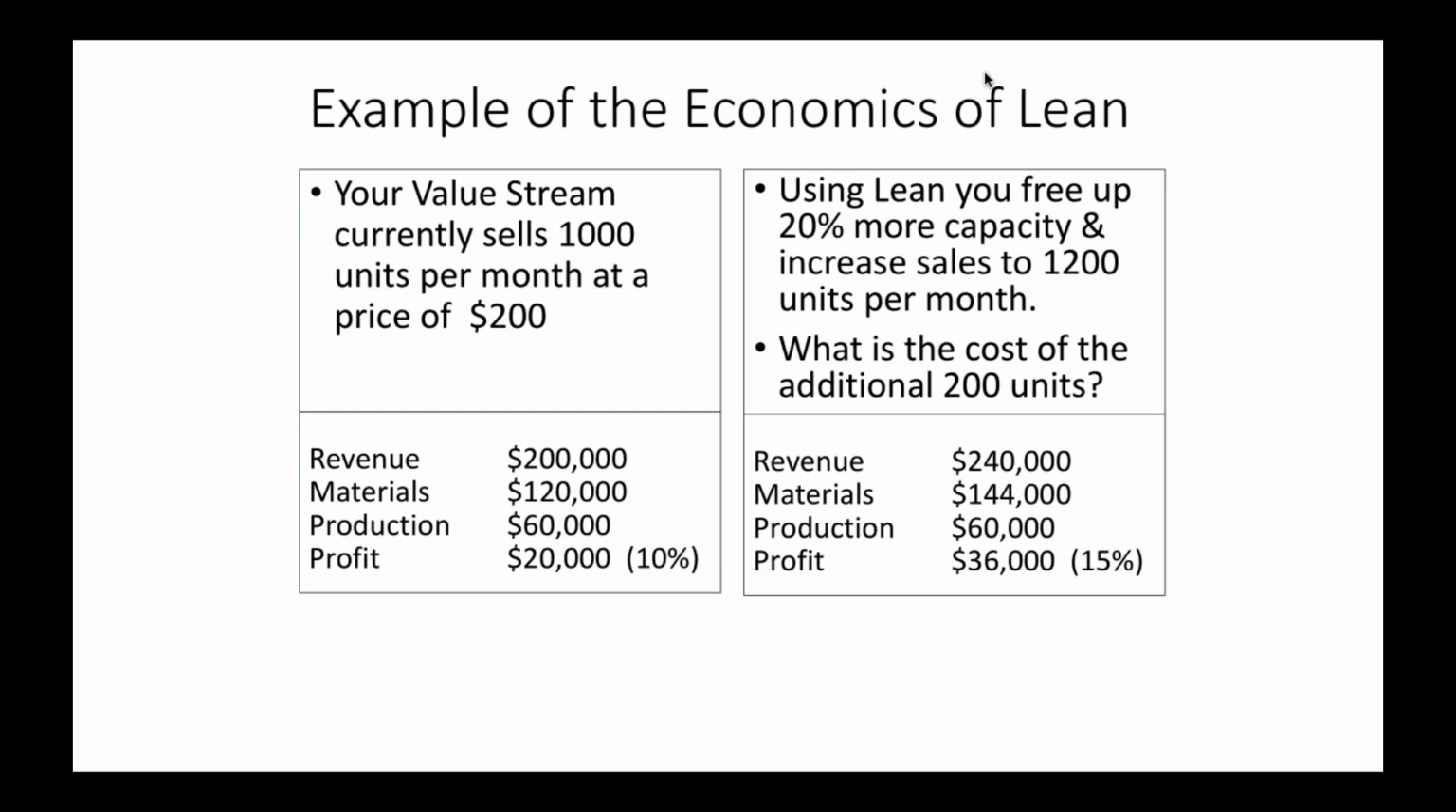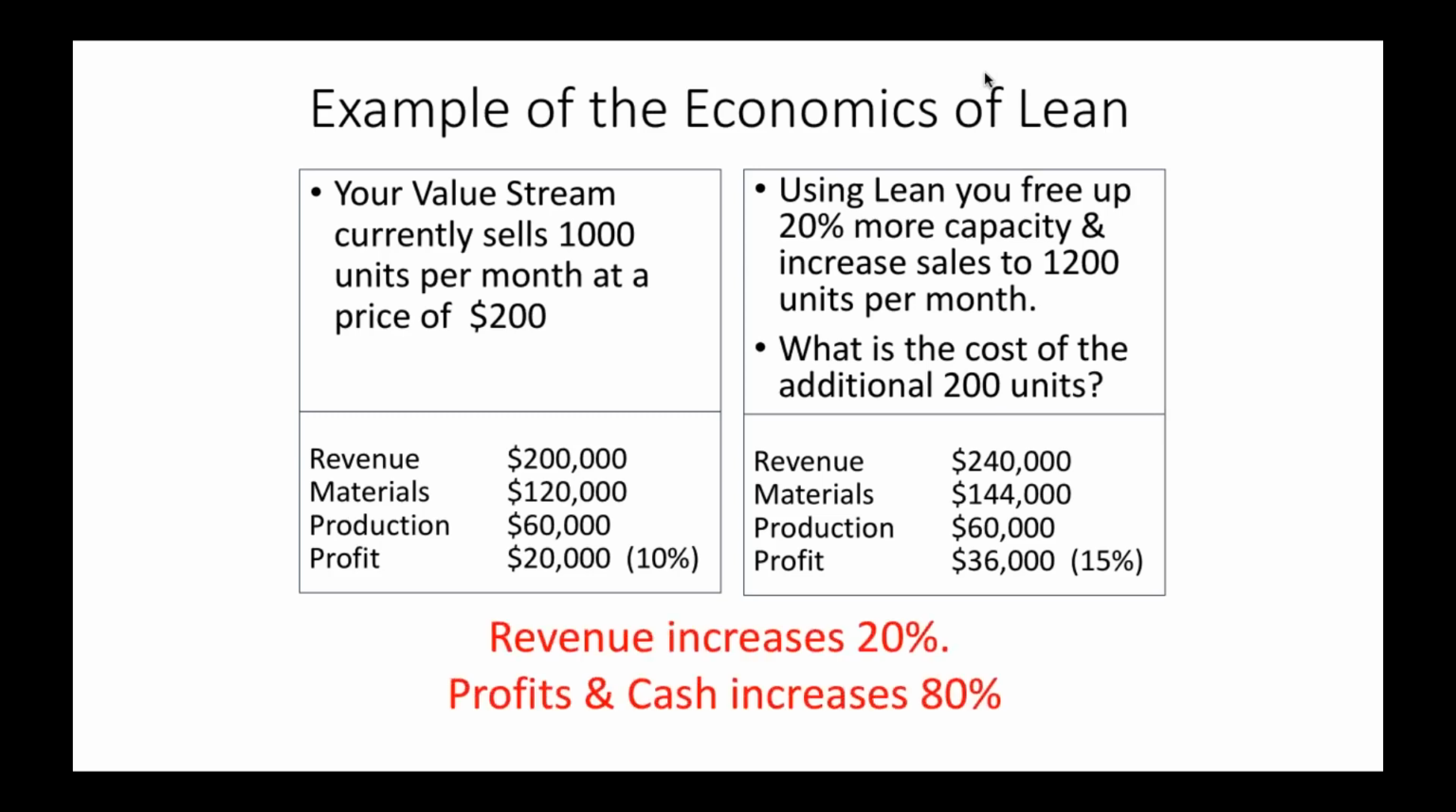Our production costs, however, stay the same. We have created capacity, and because we have created capacity in our existing resources, our actual production costs don't go up. So our profit is now $36,000 a month rather than $20,000 a month. So our revenues increase 20%, our profits and our cash increase 80%. This is how lean works financially.